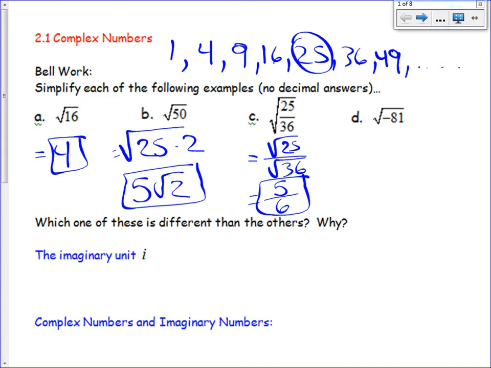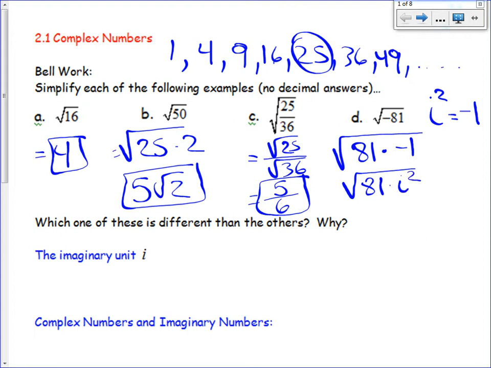So what we have to remember is that i squared is the same thing as negative 1. So I can rewrite negative 81 as positive 81 times negative 1, and then that becomes positive 81 times i squared. 81 is a perfect square number, so the square root of 81 is 9. The square root of i squared is i.